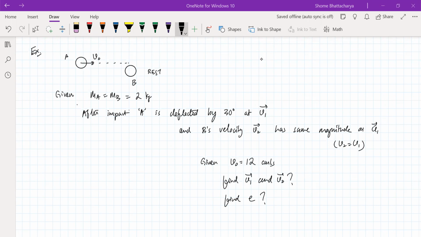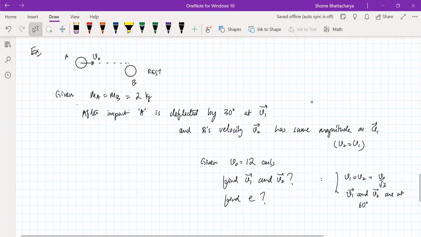So you should be getting this result that magnitude of V1 is equal to magnitude of V2, which will be V0 by root 3. And the angle between V1 and V2 will be 60 degrees. Now we'll calculate the coefficient of restitution also, but first let's see how we get this result. So this just comes by momentum conservation.